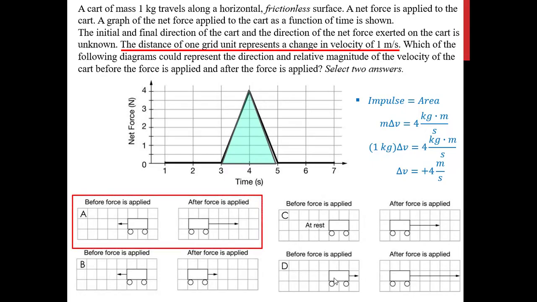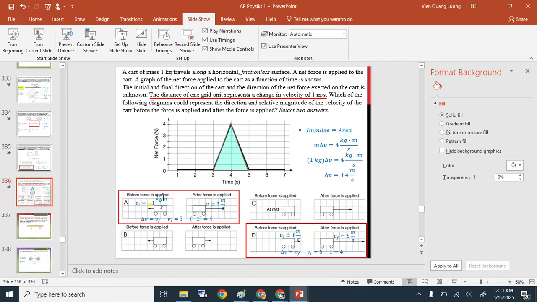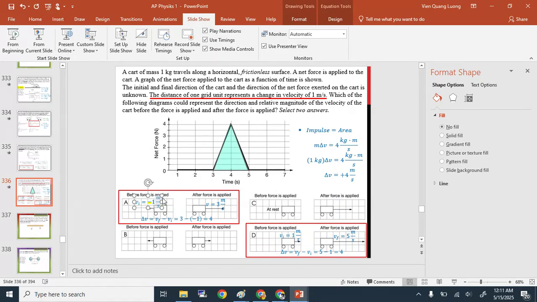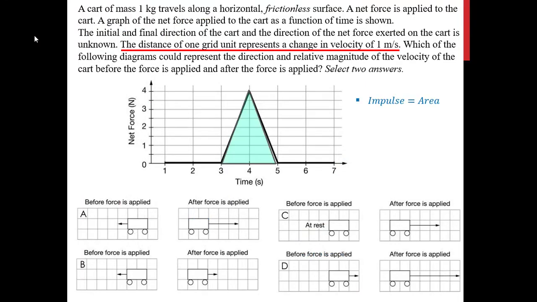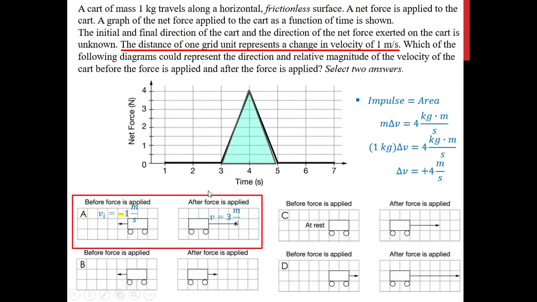The first one I chose is this one, because it says that each of these blocks is 1 meter per second. Well, mass is 1, so if you think about it, v here is 3 meters per second. Well, this one, v here is negative 1. I don't know why I put kg there. Excuse me, let me fix this real quick. This should just be meters per second. Sorry about that. As I was saying, this is 3 meters per second to the right, and this is negative 1 meter per second.